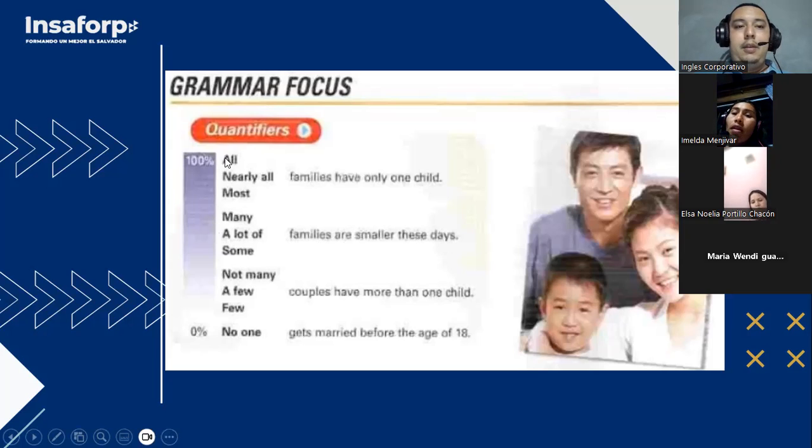And we have here the category that is always located at 100%. We have all, nearly all, and most. All families have only one child. Nearly all families have only one child. Most families have only one child. If you see, the majority of them are quantified in order to give us an idea about the thing that we're going to talk about. Okay, guys, let's move on.